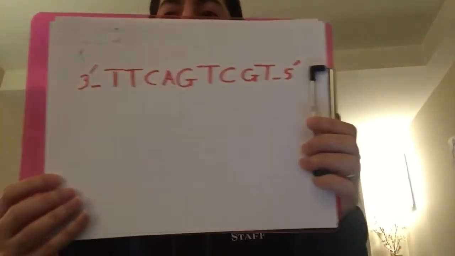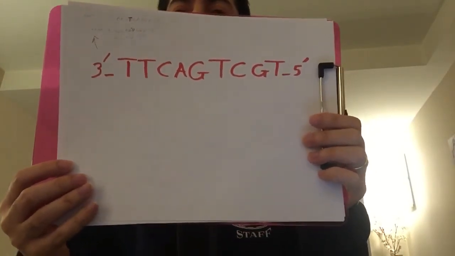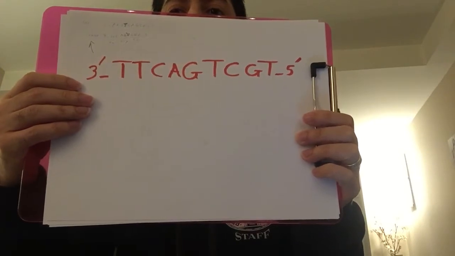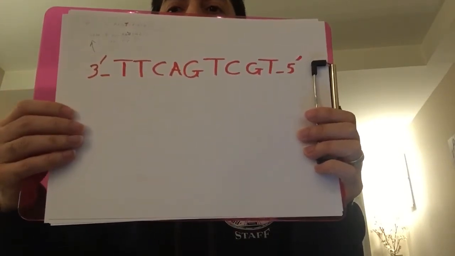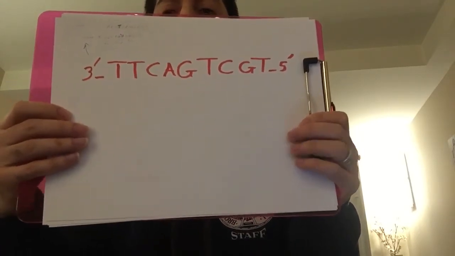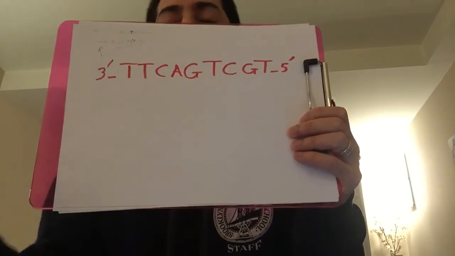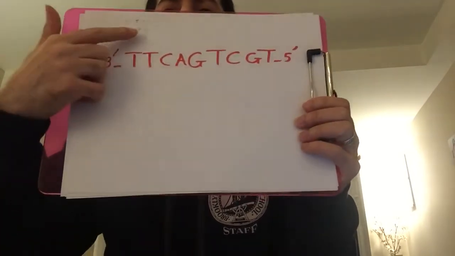First, let's see what the template DNA is. The template is here, 3' to 5', TTCAGTCGT to 5'. Now I want to make the non-template strand, and then I transcribe that as the template this time. I already did something on the top, so I'm going to copy it and you will see it better. Okay, so 5' this time to 3', it's going to be AAGTCAGCA, and this is the 3'.